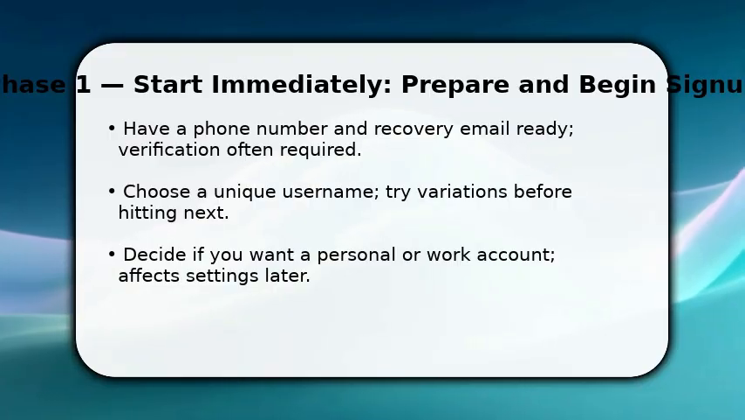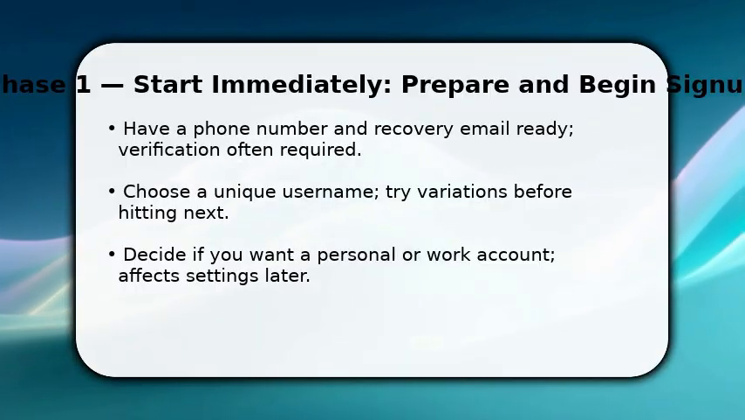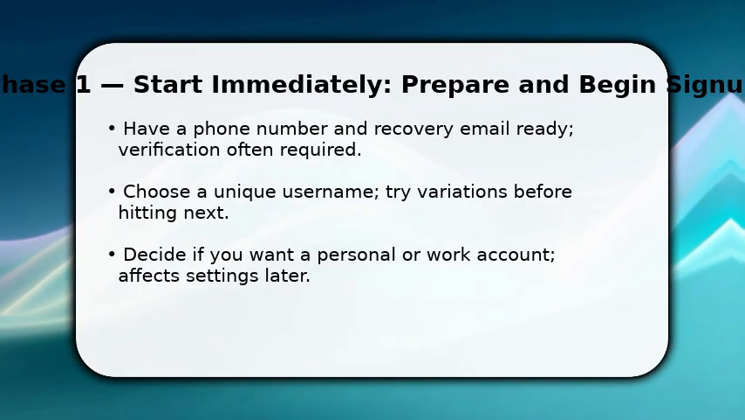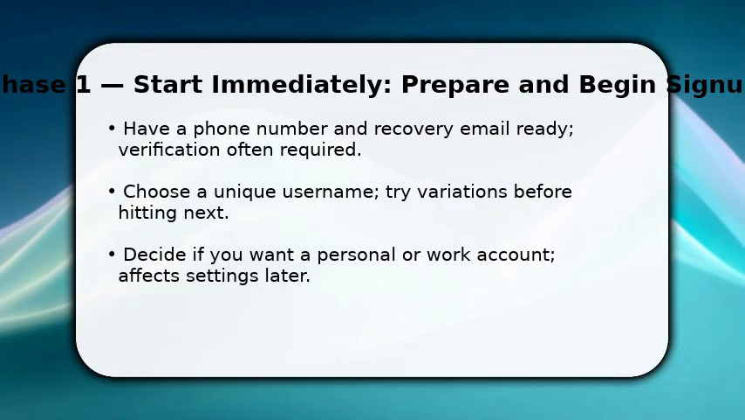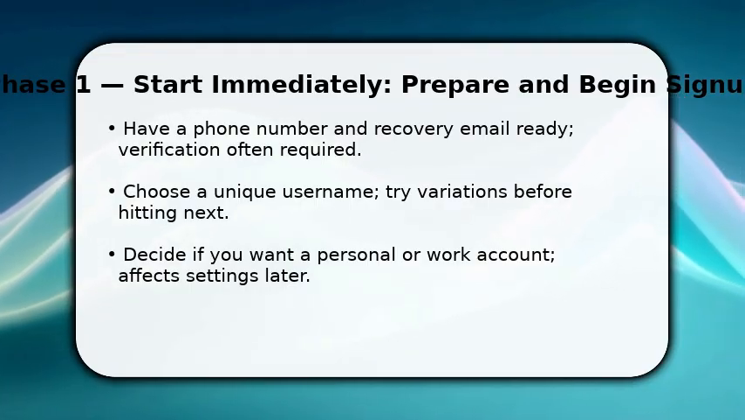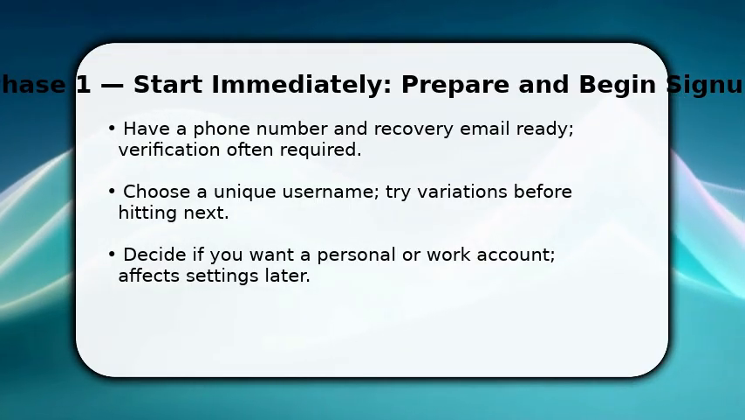You start by preparing essentials, a phone and recovery email for verification. Why? Because Outlook uses them to secure your account and recover access. Now, open the sign-up page and enter a unique username. If it's taken, try a short variation or add numbers.